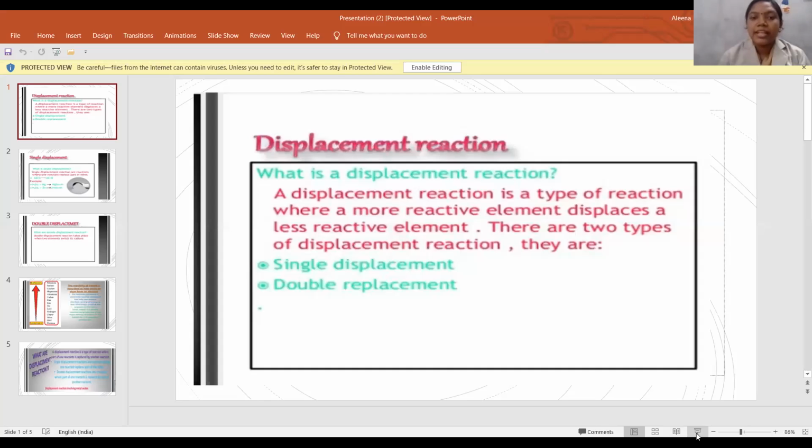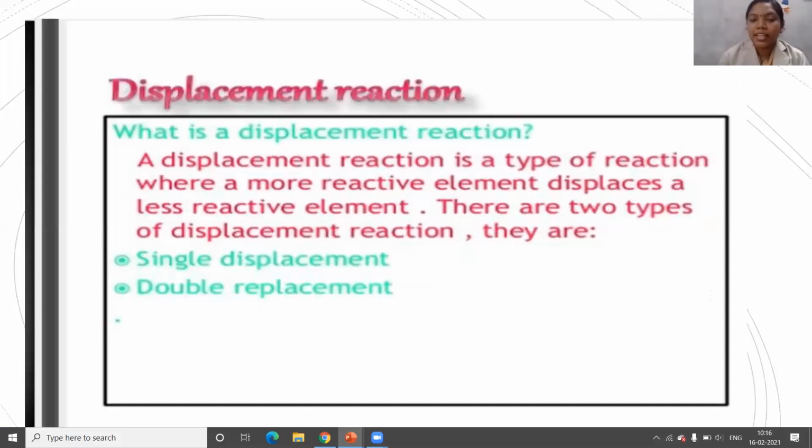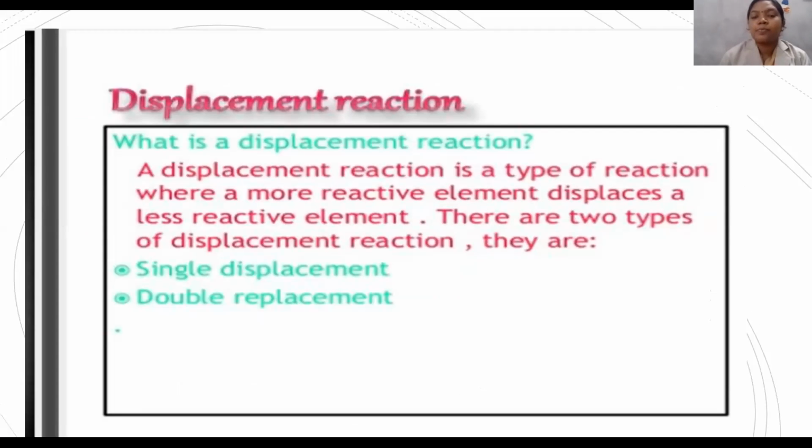Okay. From the video, it is clear that today we are going to discuss displacement reactions. So, what is a displacement reaction? A displacement reaction is a type of reaction where a more reactive element displaces a less reactive element. There are two types of displacement reaction. They are single displacement reaction and double displacement reaction.